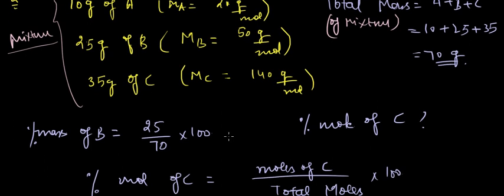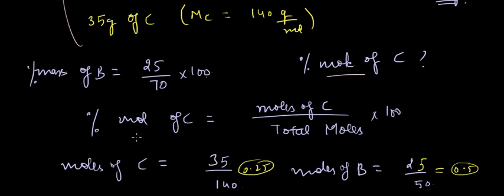Now if you have to calculate mass percentage of B, it would be mass of B present in the mixture, upon total mass of the mixture, which is 25 upon 70 into 100. Now if you have to calculate mole percentage of C, how will it be calculated? We'll see. Mole percentage of C would be nothing but moles of C upon total moles in the mixture into 100.